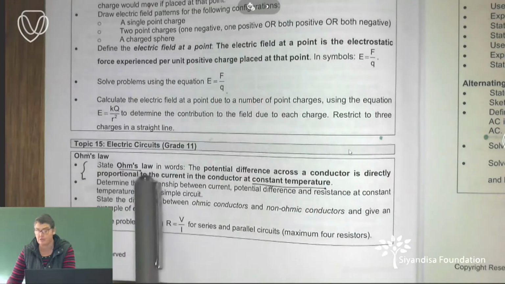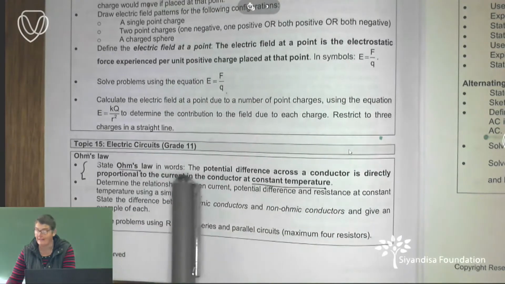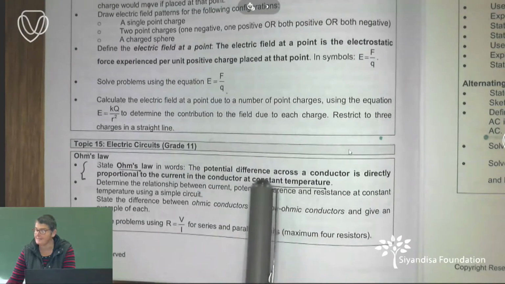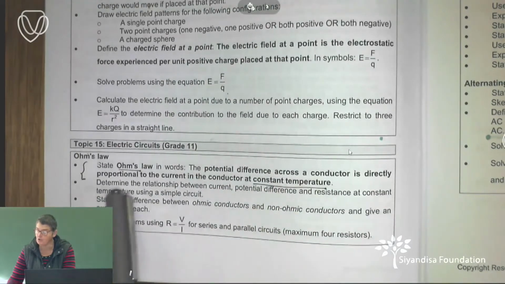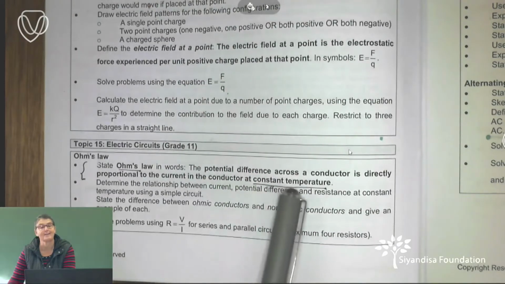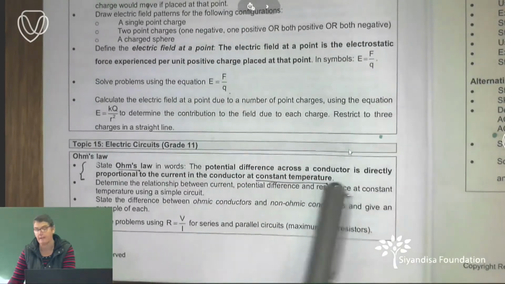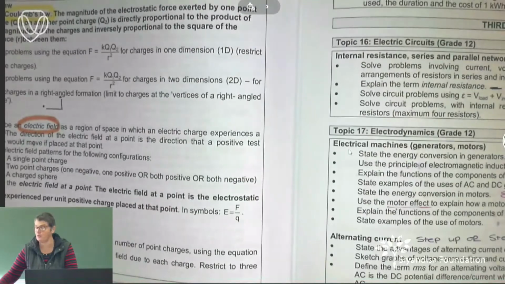You must be able to state Ohm's law. That is really important. It is the potential difference across a conductor is directly proportional to the current in the conductor at a constant temperature. Now that is quite important for you to remember.